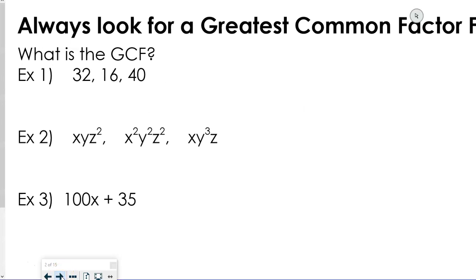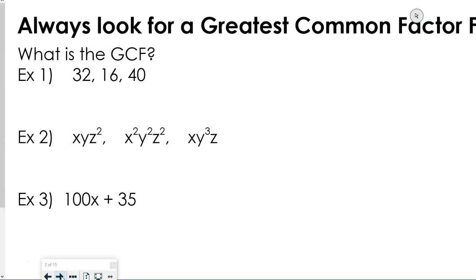So first here it says always look for the greatest common factor first. Okay, that's always going to be our goal. That's going to be the first thing we're going to do every time. So here, greatest common factor, what does that mean? That means the biggest number that is a factor of all the terms.